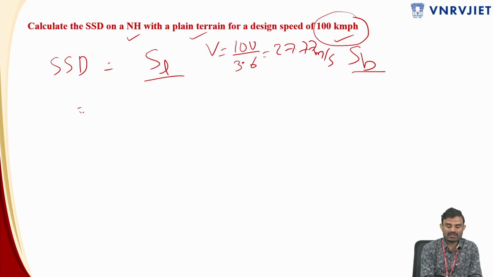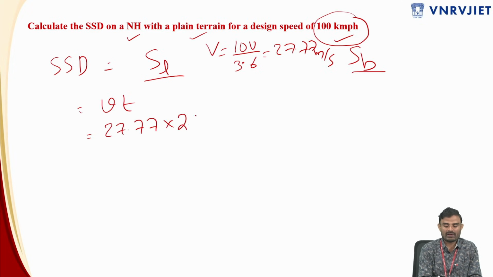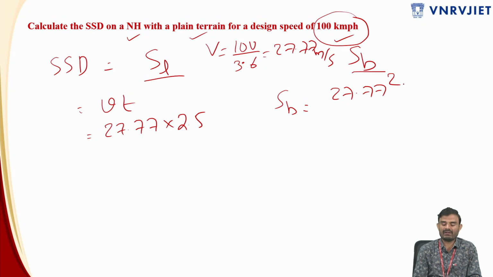So the lag distance SL is equal to V into T. The reaction time, as I have mentioned earlier, is 2.5 seconds. So this is 27.77 multiplied by 2.5 seconds, which is the lag distance. And coming to the braking distance, SB is equal to V square, that is 27.77 whole square. Many of you will forget to write the square here. V square divided by 2 into g, 9.81, multiplied by f.